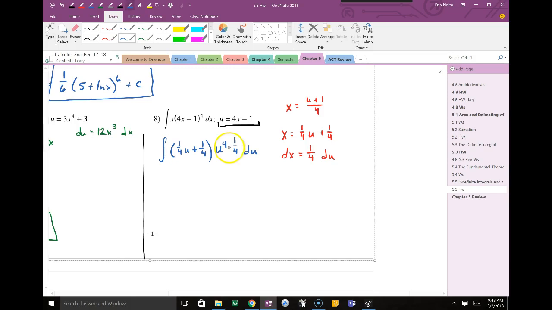So now we got to integrate. Now this is gross the way it is. So before I integrate, I want to simplify this as much as I can. Do you guys see how in my quantity I can pull a 1/4 off? You see that? So I have a 1/4 u plus a 1/4. Watch this. Pull that off. So then I'd have u plus 1.